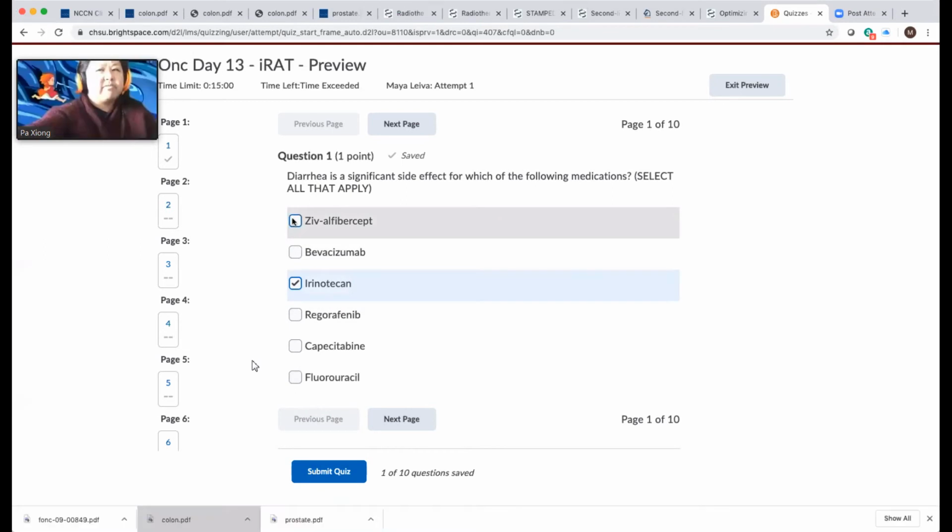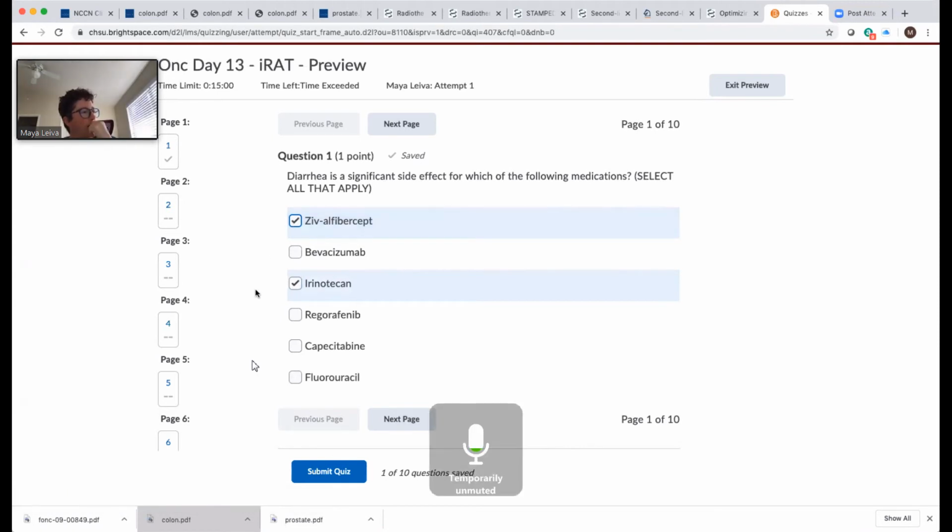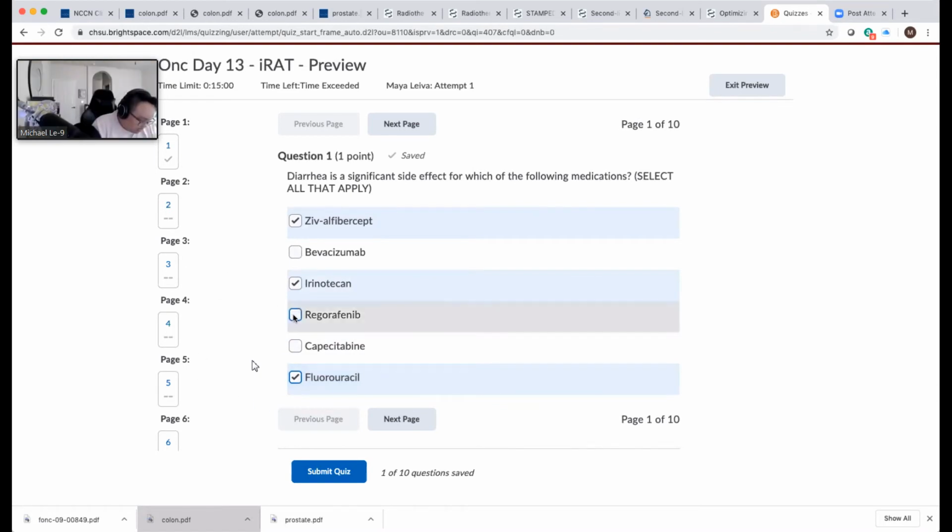Ziv-aflibercept. Yep, Ziv-aflibercept. And what else? That's right. I love saying 5-FU. It's so great. Okay, what else? Regorafenib. That's right. Incidentally, why do you think regorafenib causes diarrhea?